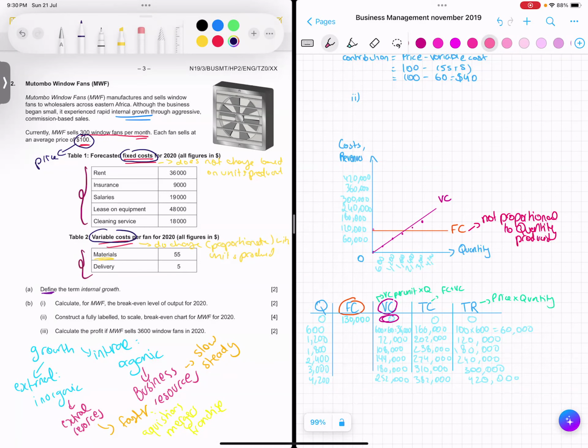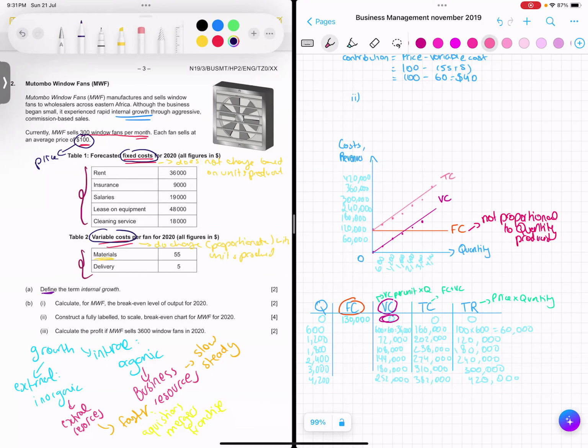So for total costs, we have 166,000 at the beginning, so 166 is here. Then we have 202, so it's really here. Then we have 238, which is almost at 240. Then we have 274, which is really just above here. Then we have 310, so just above 310. And then we have 382, which is here. So this is our total cost.